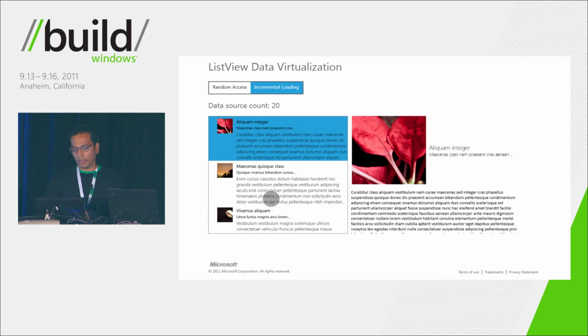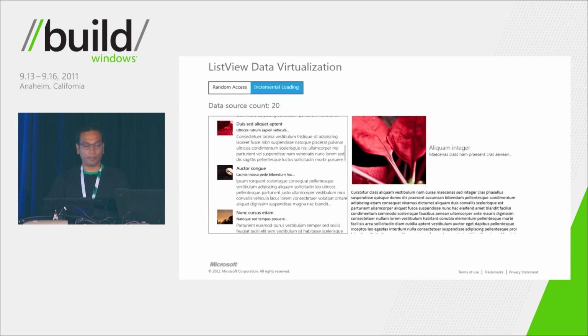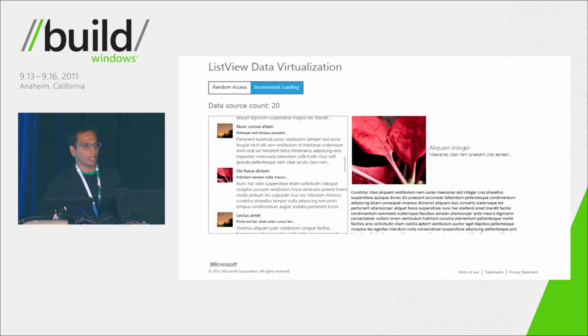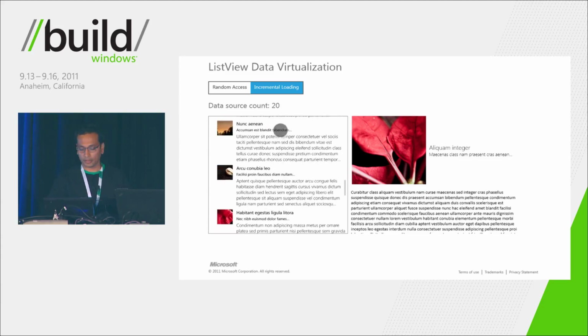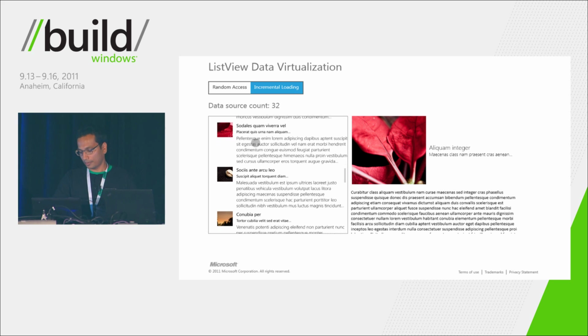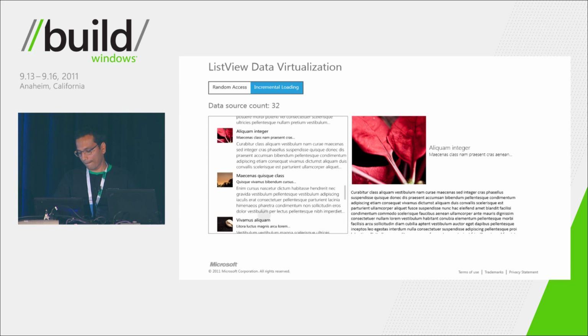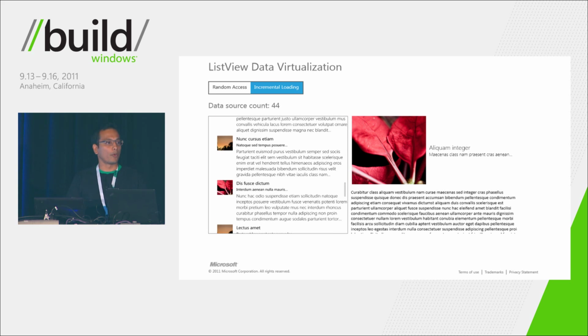So the best way to look at this is as I pan this down, take a look at the panning indicator. Is that visible from far back? Can you guys look at the panning indicator? Right there? OK. So as I scroll down, you see that it jumped back up, and the count raised from 20 to 32. Let me do that again. It went up to 44.